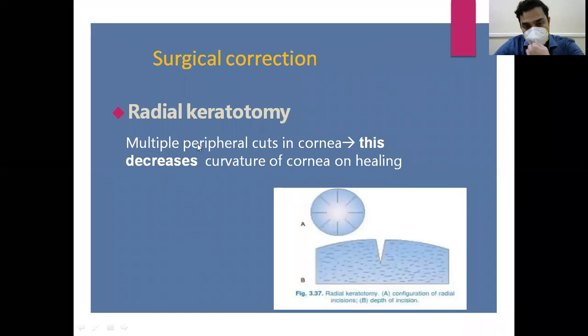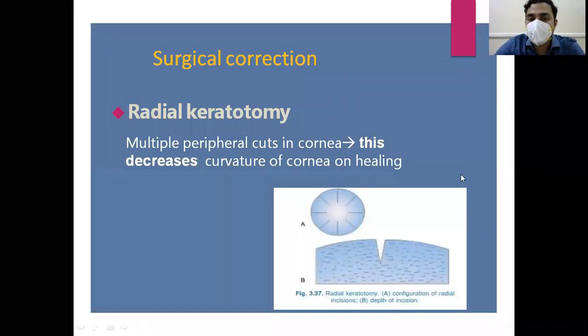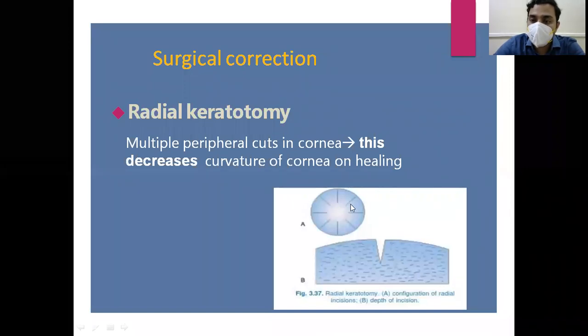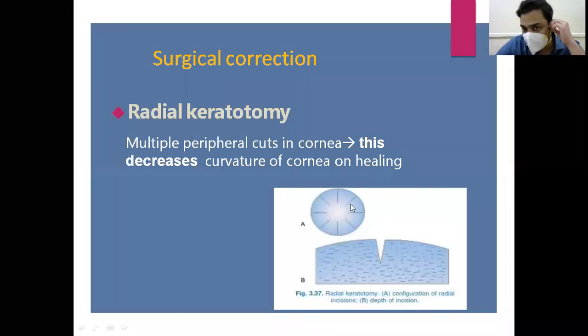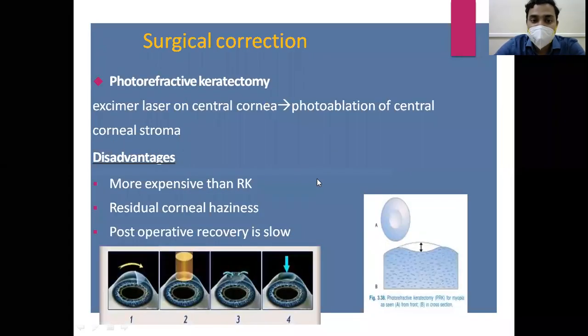Previously this surgery was done, that is radial keratotomy, where we give a number of peripheral incisions, multiple incisions at the periphery of the cornea, leaving the central part of the cornea. These incisions upon healing cause flattening of the cornea and thereby decrease the myopic refractive error. So incisions are given at the periphery, and upon healing they flatten the cornea.